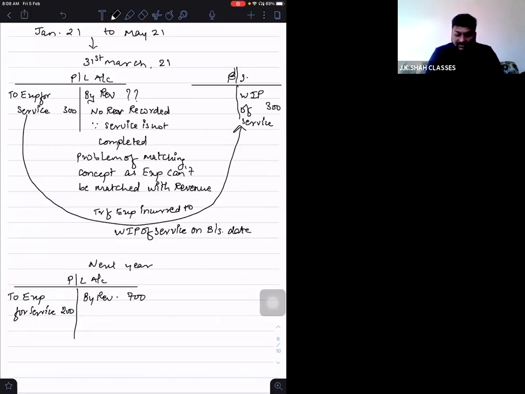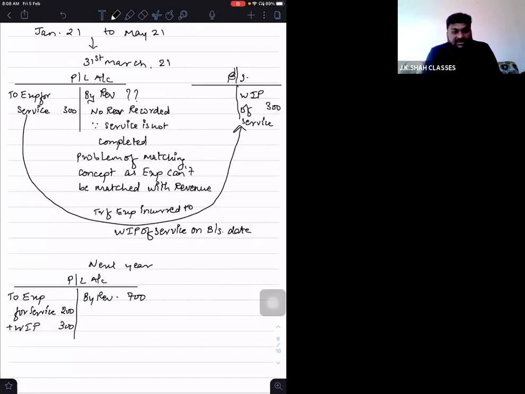Correct. Now what you will do, sir, now remove this WIP from the balance sheet and again transfer it to P&L, because that WIP becomes your actual cost now, because now it is finished. So here I will add up plus WIP 300. Are you understanding this treatment?